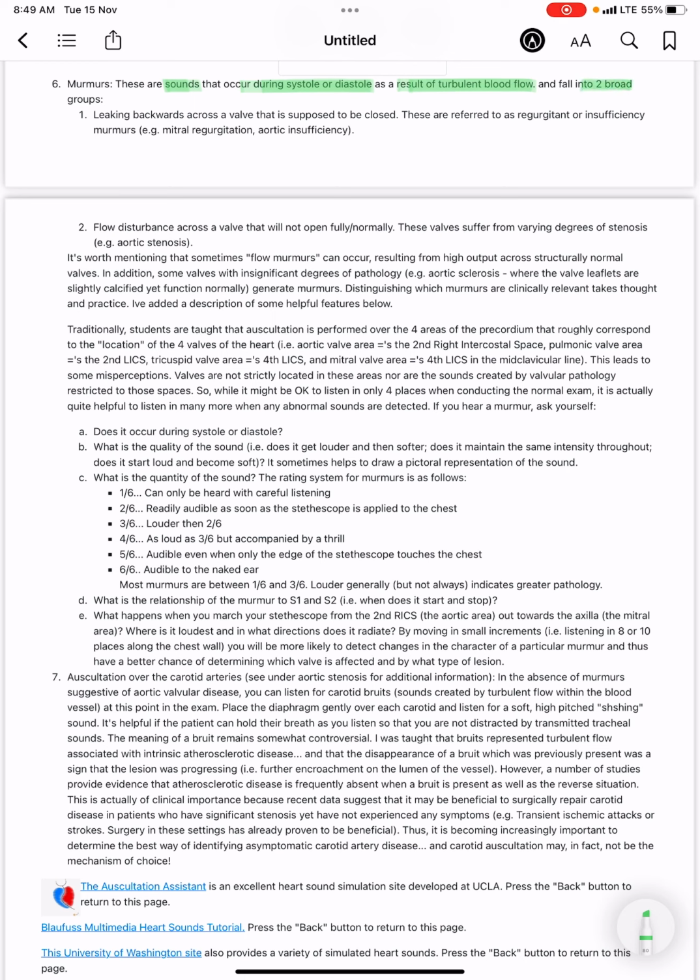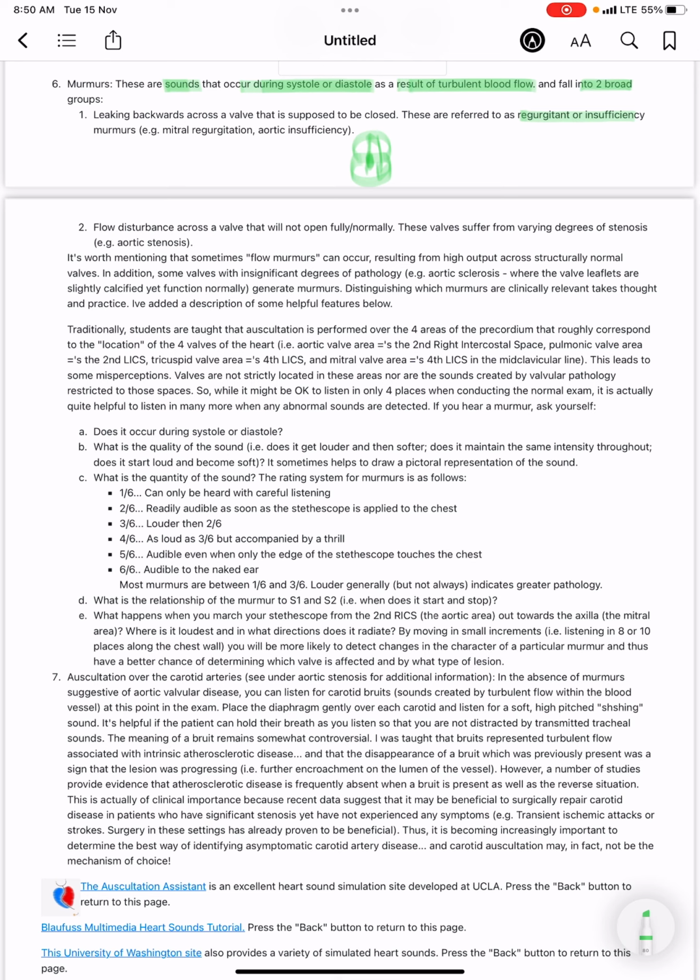The first is leaking backwards across a valve that is supposed to be closed. These are referred to as regurgitant or insufficiency murmurs. What are insufficiency murmurs? This will be the mitral valve. Normally blood flows from the left atrium to the left ventricle, but here there is mitral regurgitation. So this is a regurgitant or insufficiency murmur.